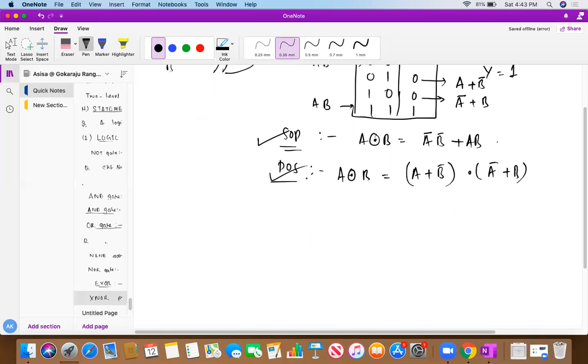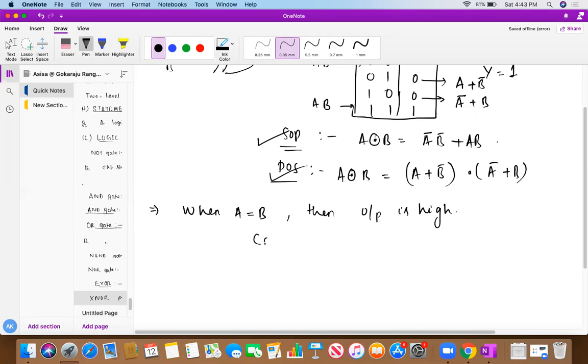Very simple. So now what do you understand from this? Actually, when A is equal to B, then the output is high. Okay, when A equals B, the output is high. Therefore, this is also called the coincidence logic circuit.